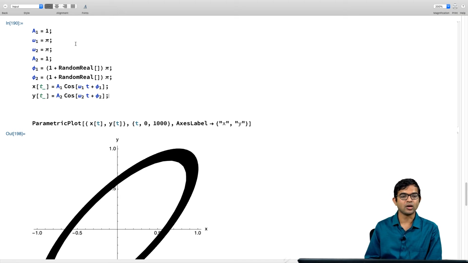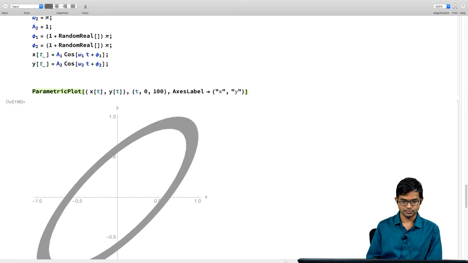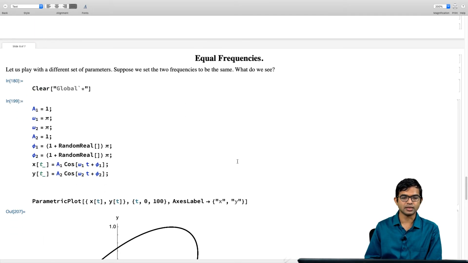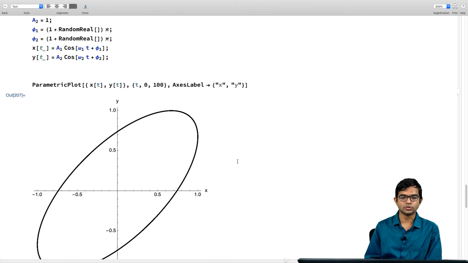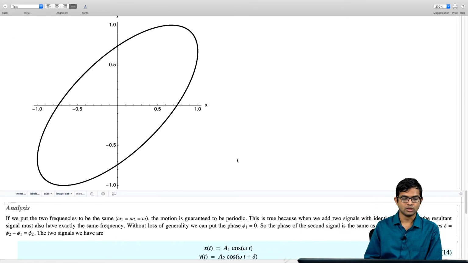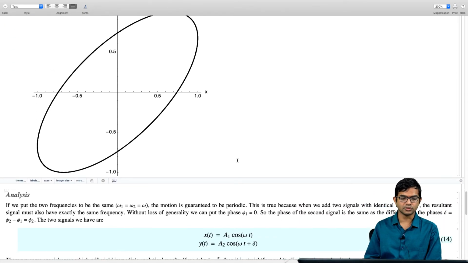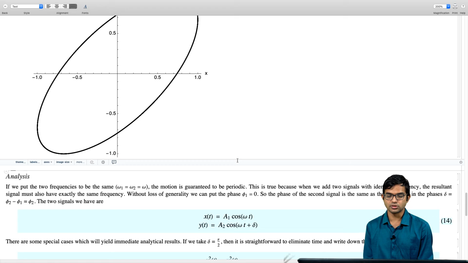You can make all of them random, you can make a few of them random, you can try to build up the complexity. So here you see that in fact it's always going to be periodic. Since omega 1 is equal to omega 2, there is no surprise that when you superpose along different directions, you're going to get an overall periodic system. So for certain special cases, you can actually analytically analyze it. If you put the two frequencies to be the same, then surely it's going to be periodic. There is going to be this phase difference.